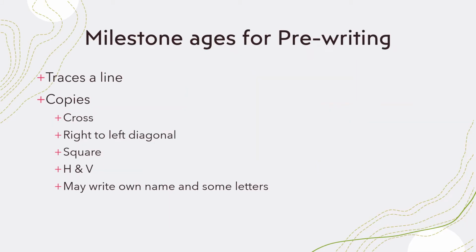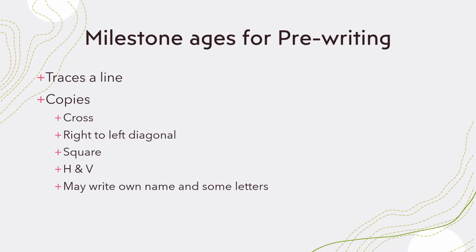The next milestones that we'll be looking at are the ones determined as pre-writing skills, starting with tracing a line. A child should begin to trace a line anywhere from 3.5 years old to 4 years old. After tracing a line, they will start to copy without those lines underneath. Copying a cross can start to develop anywhere between 4 and 5 years old. Copying a right to left diagonal can happen anywhere from 4 years and 4 months to 5 years old, whereas copying a square will start to develop around 4.5 years old.